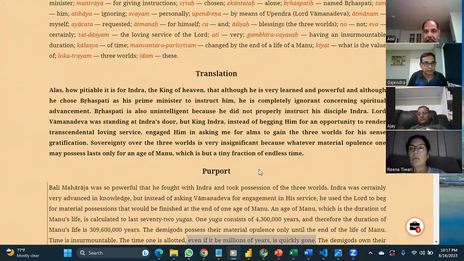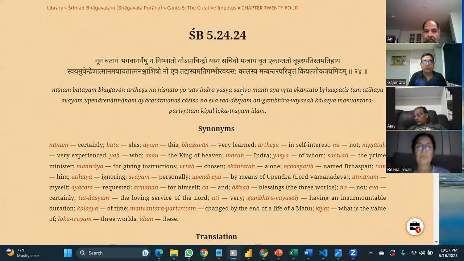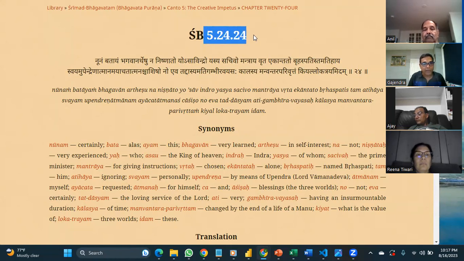Alright, so yesterday we were reading the 24th shloka of the 24th chapter, Canto 5, Skandha, which is going on. And what we are reading in this particular chapter is about the planets below Earth, planets below Bhu. And as we know, there are 14 planets, right?